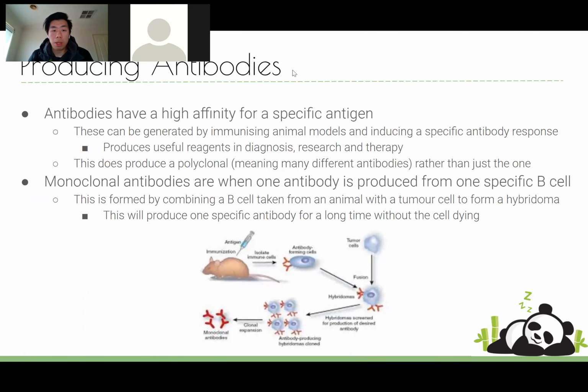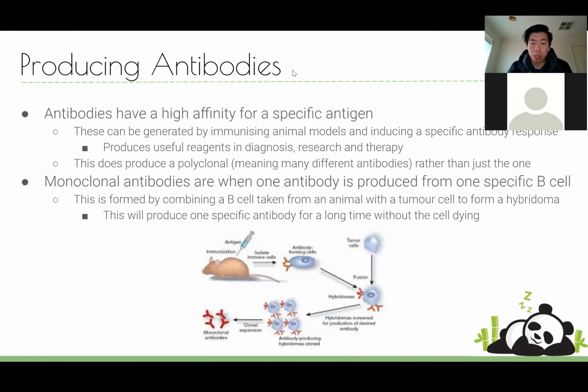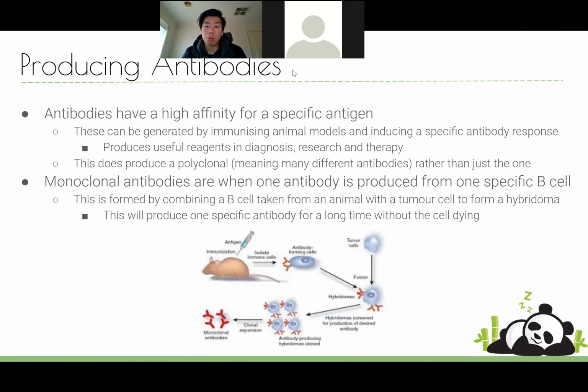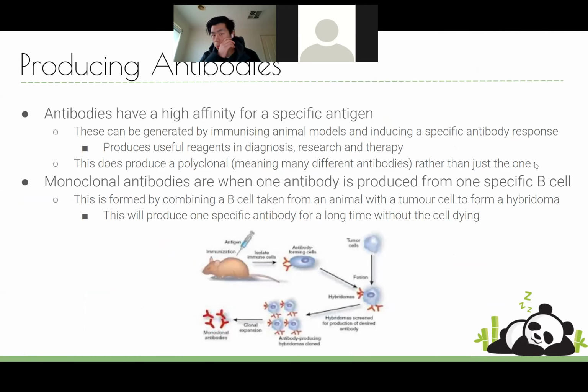So antibodies have a high affinity for a specific antigen. And I guess generally speaking, they're generated by immunizing animal models, producing a specific antibody response. This, however, produces a polyclonal response rather than just one. That's kind of annoying because you don't really want that polyclonal stuff. So what they can also do is use monoclonal antibodies, where one antibody is produced from a single B cell, and this is done through forming hybridomas.